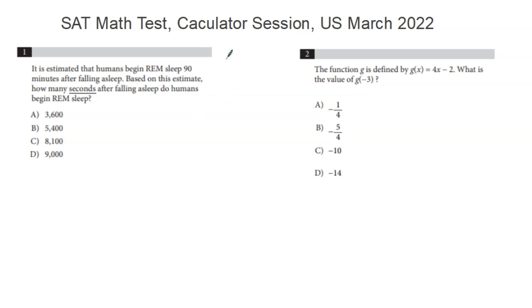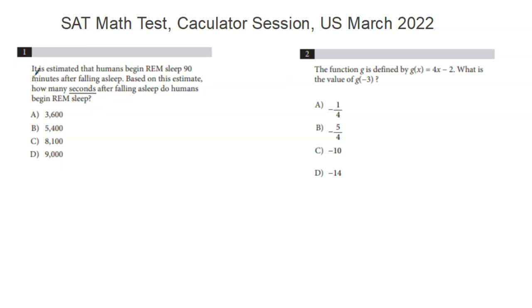Today we're going to look at the SAT Math test, the calculator section, March 2022, so that those who will be taking it this May will have some kind of reference to look at. I'm going to show you all the strategies and techniques for how you can speed up so that you can finish all your work. When it comes to the calculator section, which is 55 minutes, you can finish and then go over and get your maximum credit.